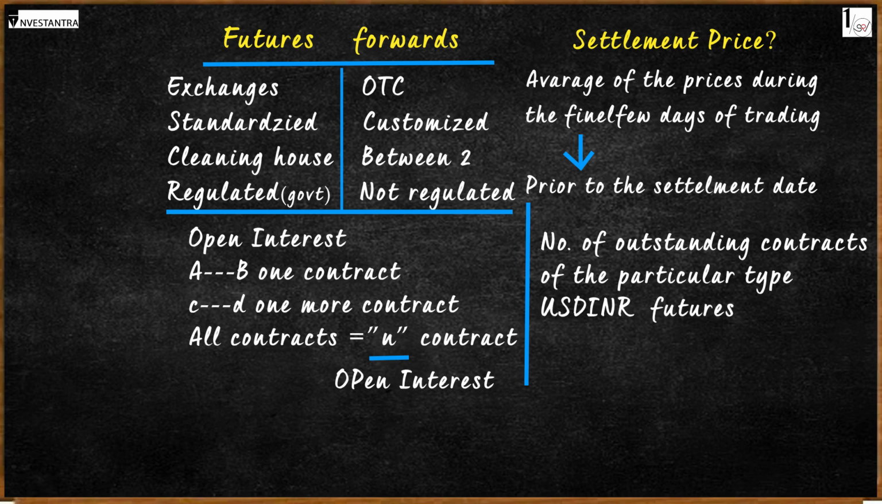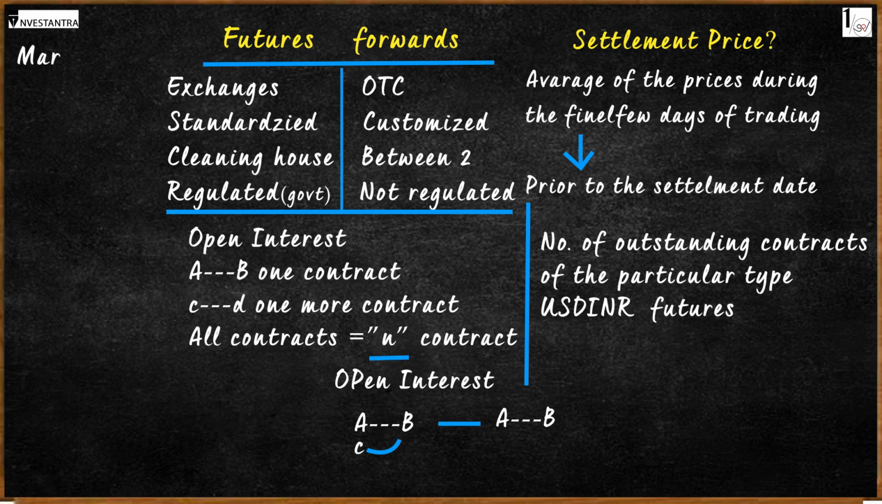The reason I'm saying outstanding is, suppose A and B get into a contract and another party C comes and C takes the place of B. Right? So, this contract, what does it become? It becomes a contract between A and C now. B will exchange it with C. That means C will buy it from B. So, B is out of the contract. So, A has a contract with B, and C comes in and replaces B. That's not the creation of a new contract.